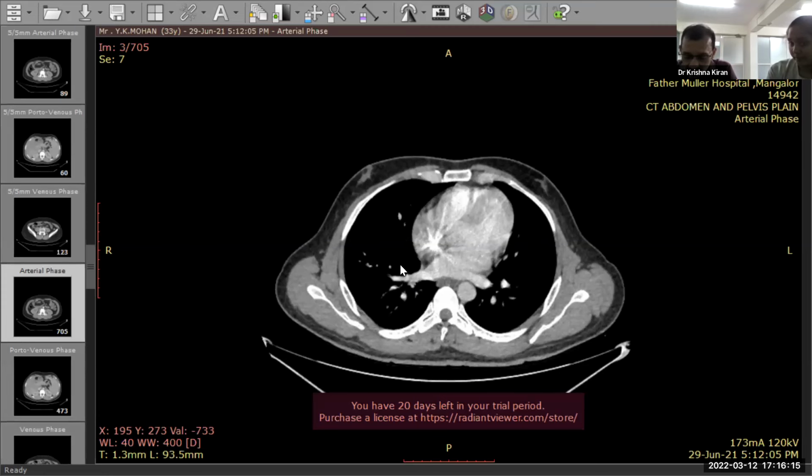HCC will enhance in which phase? Early arterial or late arterial phase? HCC will enhance in late arterial phase. This is an important point to remember. Early arterial phase is only to look at the arterial anatomy and whether there is any flush, whereas the late arterial phase is where generally you see the HCC enhancing.